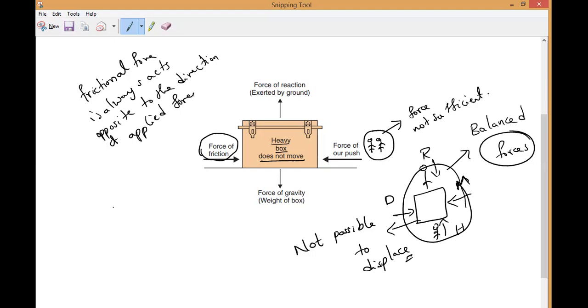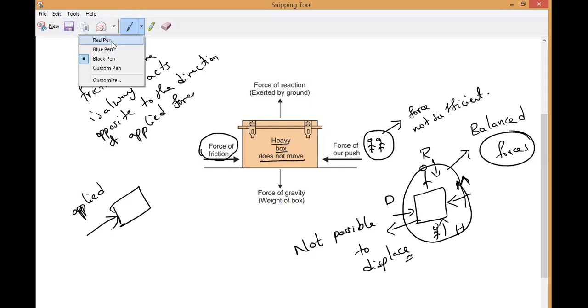Now, for example, I have taken this box and I am applying the force in this direction. Applied force. What is the direction of the frictional force? Can anybody tell me? This direction or this direction? Anyone? Opposite direction. So this is the direction of friction. Is it yes or no? Tanishka, respond. Yaar, open your mouth.